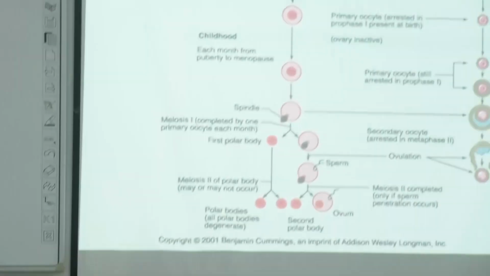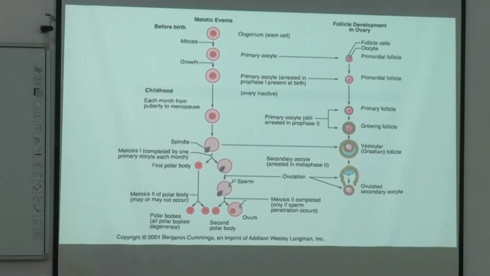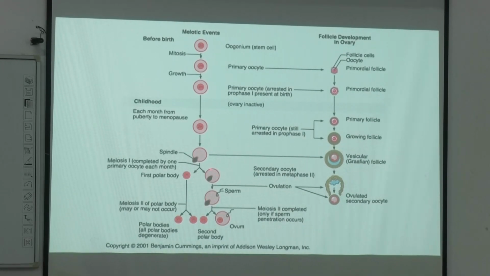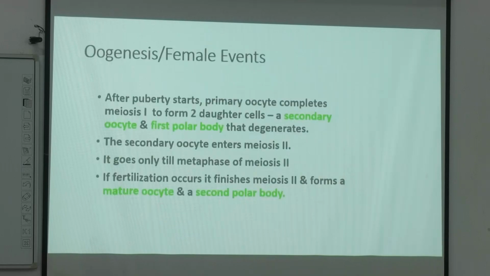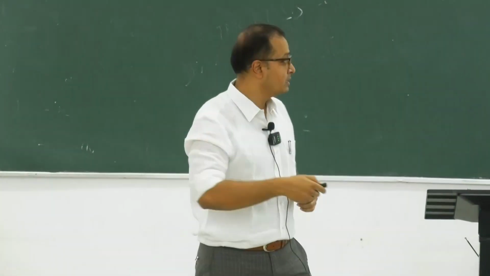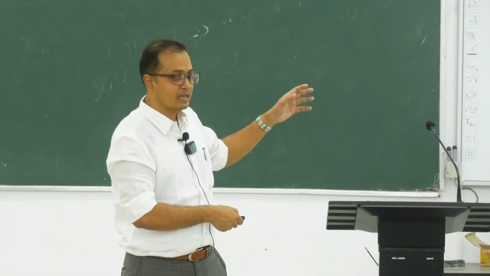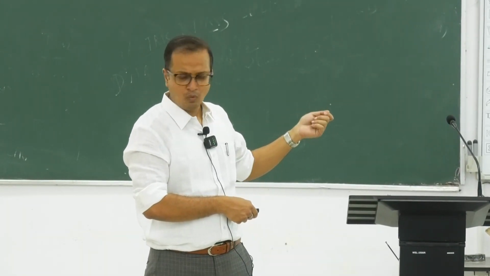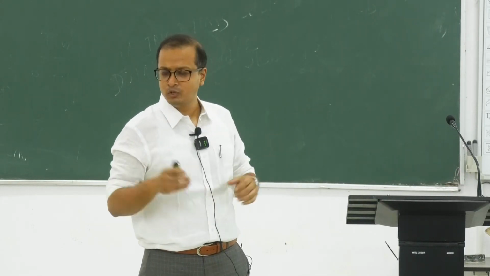This secondary oocyte goes into the second phase of the cellular cycle, known as meiosis 2, and is again arrested, at metaphase. At the metaphase stage, the secondary oocyte is arrested in meiosis 2 until fertilization takes place. If fertilization takes place, the metaphase arrest is lifted and it progresses to form a mature ovum and a second polar body, which eventually disintegrates.